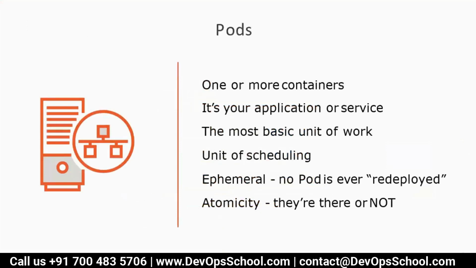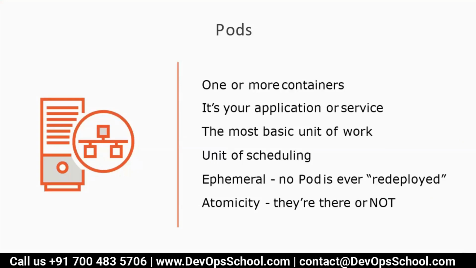Same way. So guys, what is a pod? A pod has one or more containers. A pod is what you call your application or service, the most basic unit of work in Kubernetes. In Kubernetes, if you want to schedule work, it's a pod only. Pods are ephemeral, understand that. Ephemeral means once a pod is created and destroyed, you will never get it back. That means once the pod has succeeded or failed, you cannot get it back to the running state.